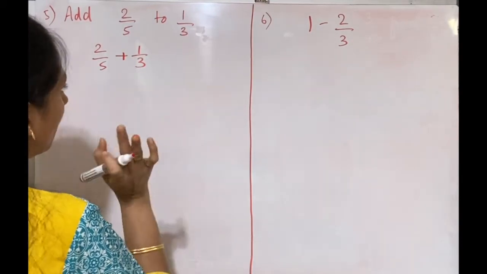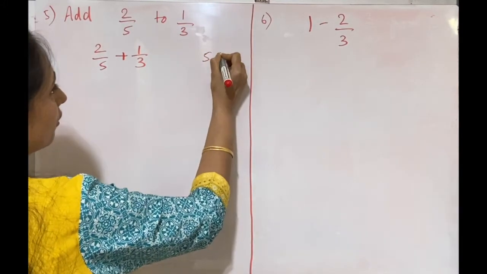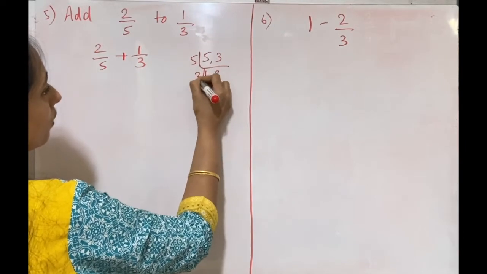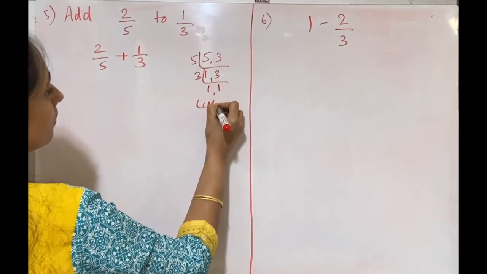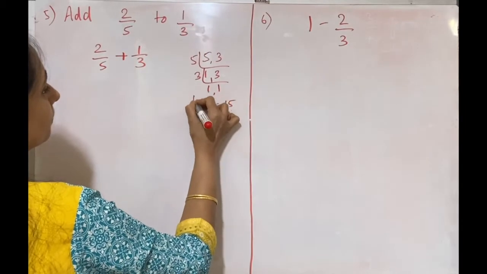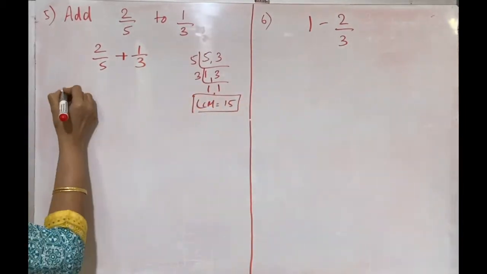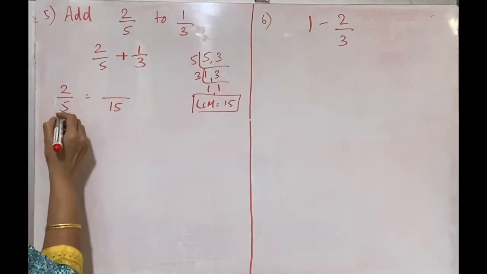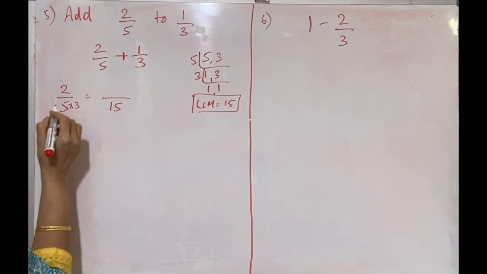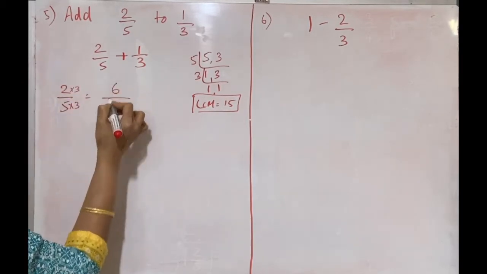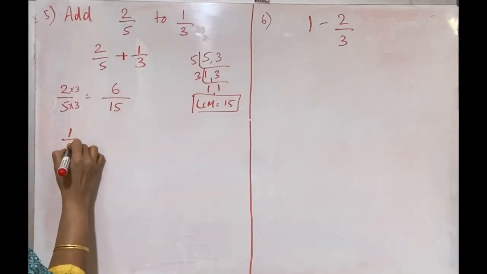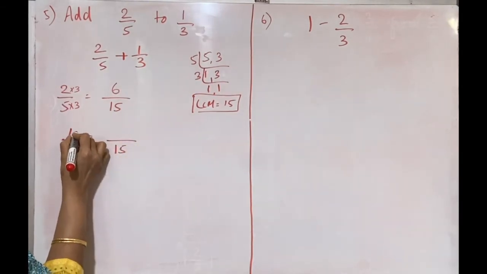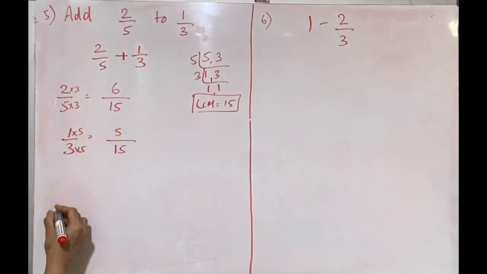So you don't have to calculate. If you are new, if you are in 4th grade and not confident to calculate mentally, then you can do it like this. LCM is 5 into 3, that is 15. So 2 by 5, you should convert it into another fraction with denominator 15. So what should you do? Multiply by 3. Here also you will multiply by 3. 6 by 15. 1 by 3, you should convert it into 15. You should multiply with 5. Here also with 5. This becomes 5 by 15.